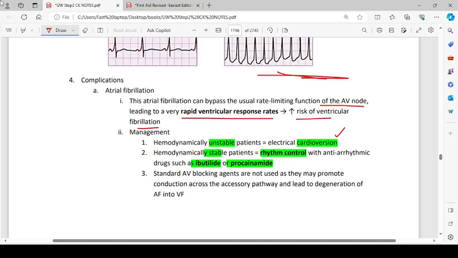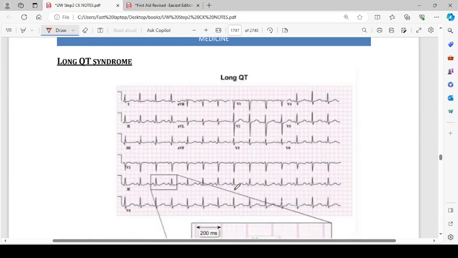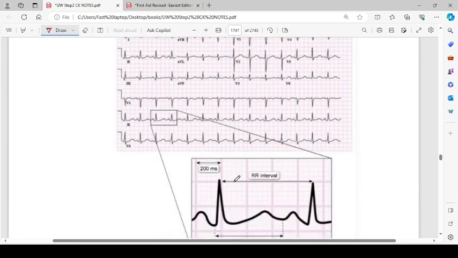If the person is hemodynamically stable, then we start with rhythm control with anti-arrhythmic drugs such as ibutilide or procainamide. Standard AV blocking agents are not used as they may promote conduction across the accessory pathway and lead to degeneration of atrial fibrillation into ventricular fibrillation. If we block the AV node, the only pathway left is the bundle of Kent. Most of the impulses will start traveling from the atria to the ventricles through that, and that will precipitate ventricular fibrillation.